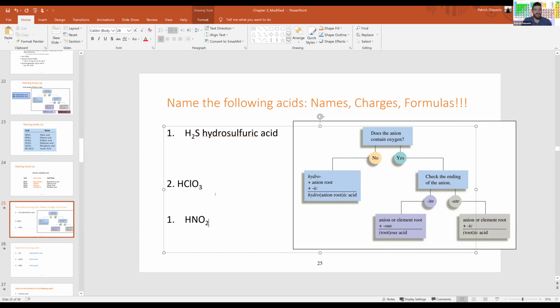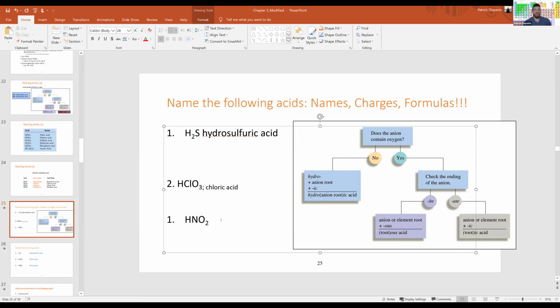Next, HClO3. Does the anion contain oxygen? Yes. Check the ending of the anion. So ClO3 is chlorate, not perchlorate, but just chlorate. So this was on the previous slide. It's an ATE, so you have chloric acid. That's it. It's very easy. You just have chloric acid, short name. Next one, so I'll write down chloric acid.